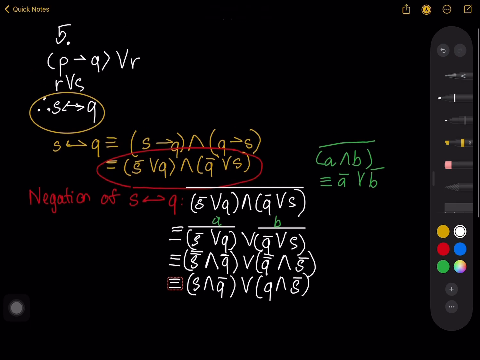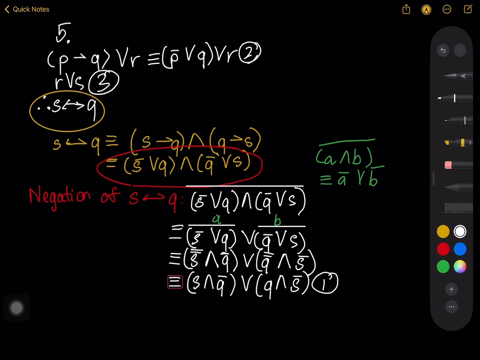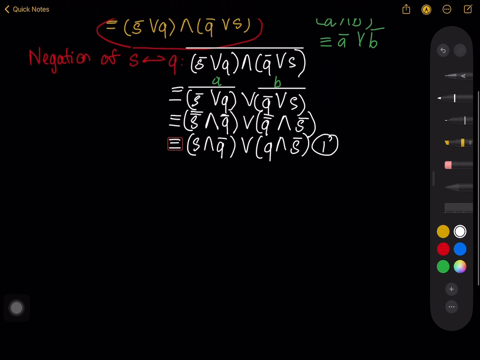All right, let's also convert this first premise into an and/or statement. This is logically equivalent to not P or Q or R. Okay, we label it first, second, and third. Okay, let's draw our tree.